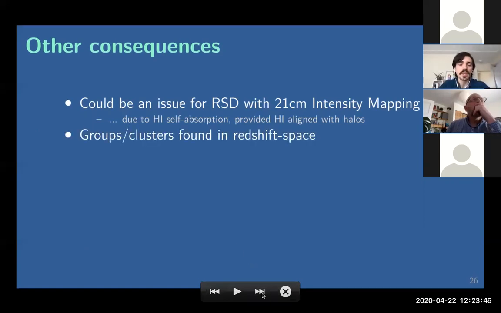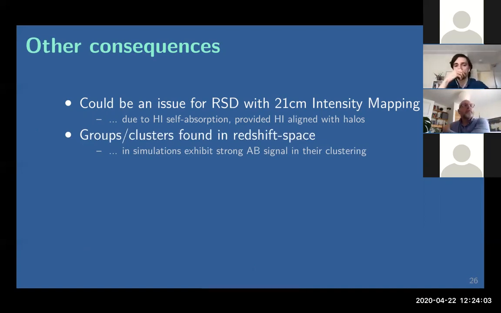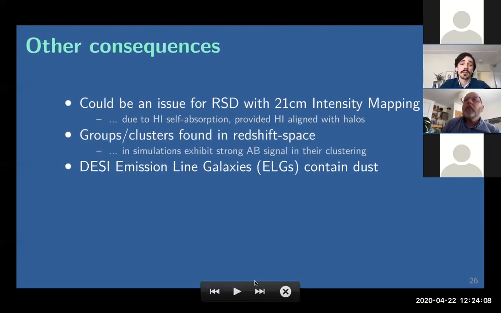Another thing that actually got us started on all of this is that when you find groups or clusters in redshift space, this could be an effect as well. We do find in simulations that if you find objects in redshift space, they exhibit strong anisotropic assembly bias in their clustering. Also, future surveys like DESI will observe mostly emission line galaxies that contain dust. So you can already see that the orientation will make a big difference. You may be missing galaxies that are oriented edge on.